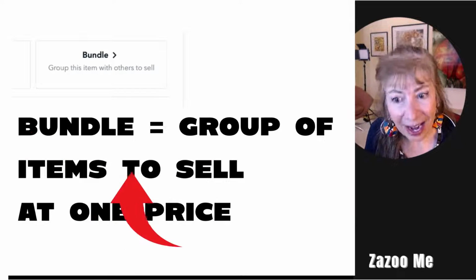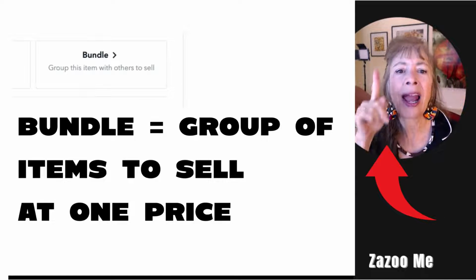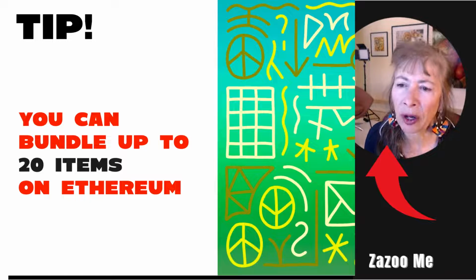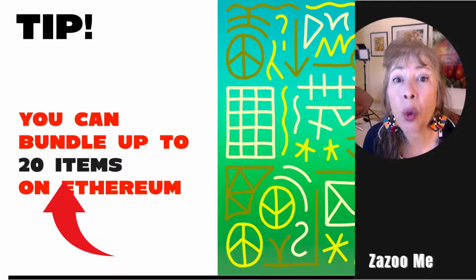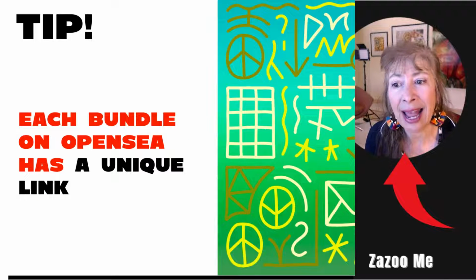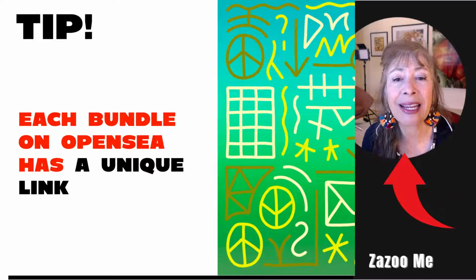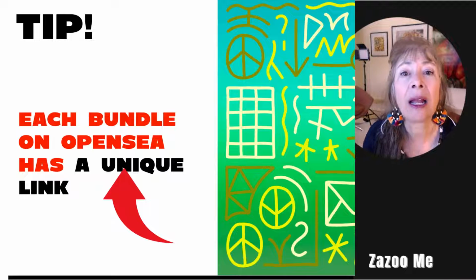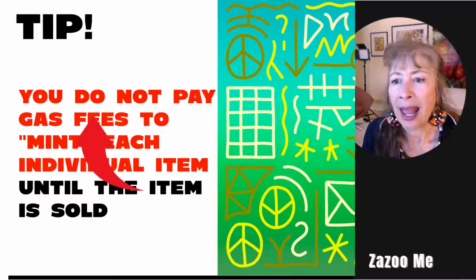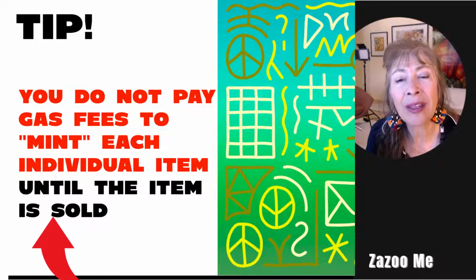Bundles, groups of items to sell at one price. And this is what's cool about that, because you can put a collection together and sell that whole entire collection at one price. And it's very easy to do on OpenSea. You can actually bundle up to 20 different items on Ethereum. Okay, so that's pretty nice that you can bundle as many as that. Each bundle, now this is not each individual item within the collection, but each bundle will have a unique token, a unique link to that entire bundle. You do not pay gas fees to mint each one of those individual items until the item is sold.